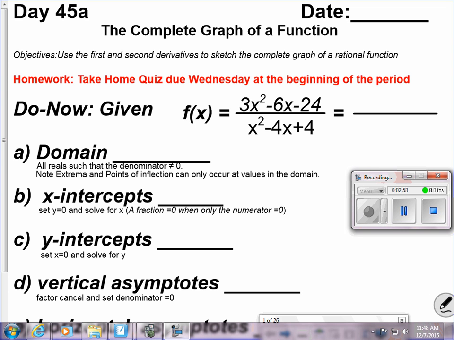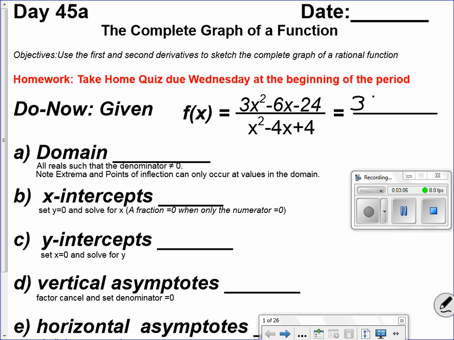Okay, so we're back. Guys, when you factor the numerator, can you tell me what you get? 3x, what was it? X minus 4, and then what was the other one? X plus 2, okay, and the denominator? X minus 2 squared. Now that's going to help us answer these questions, because the first thing I ask you for is the domain. Domain, you got to make sure that you don't divide by 0. So what's the only value that x cannot equal?